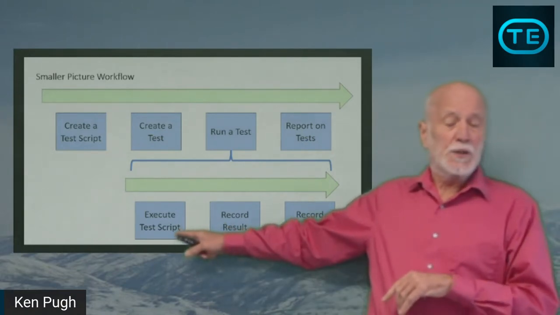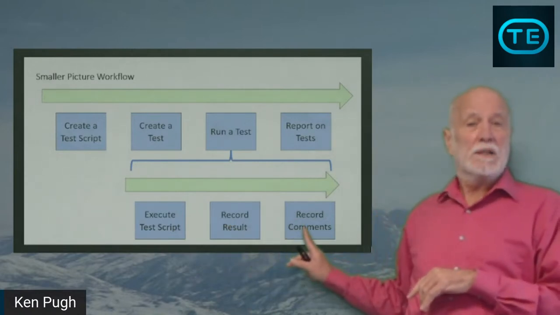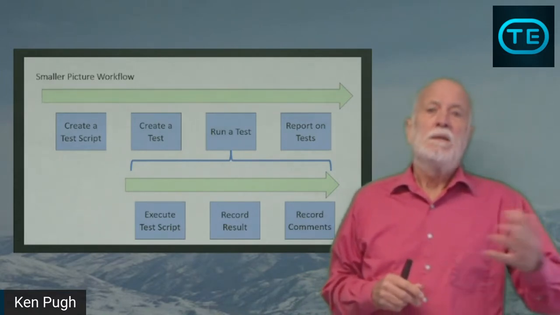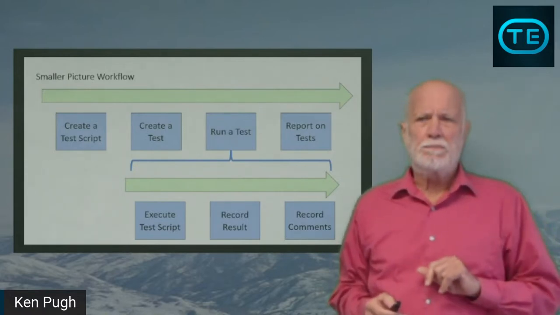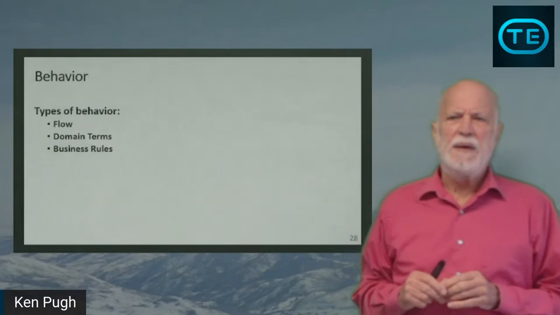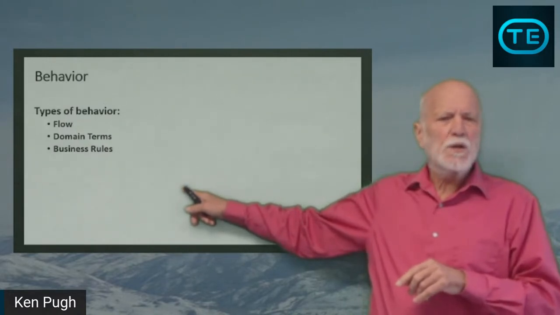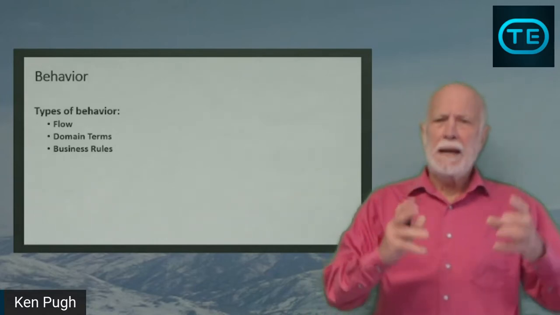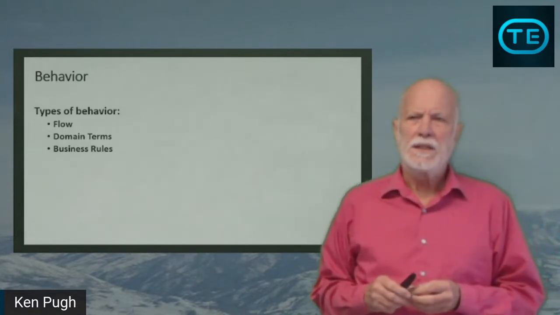We're going to execute that test script. We're going to record the result. And we're going to record the comments that the test runner made during that time. So he's going to have either failure or success with some comments. There's our workflow. So now we've got three different types of behavior: flow behavior, domain terms, and business rules. Three different types of behavior. Separation of concerns. So let's look at this behavior.